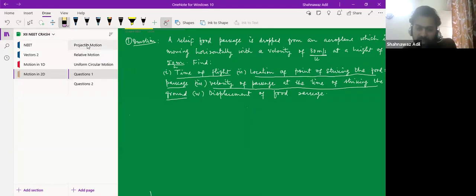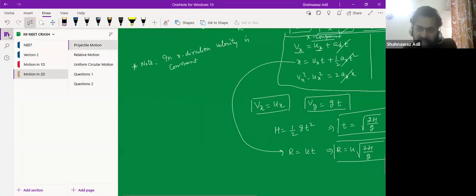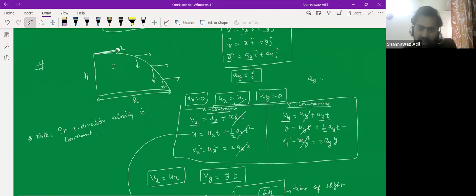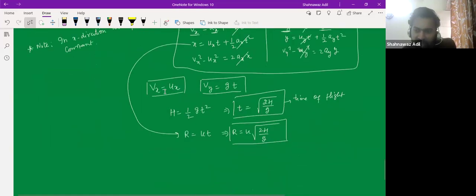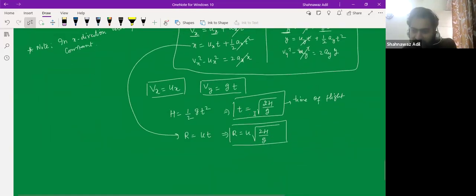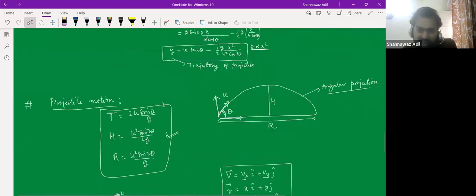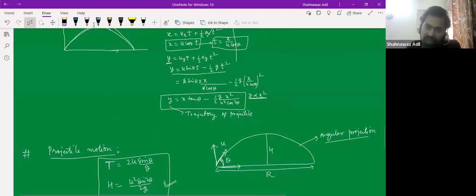So what we need to remember, now we will do some questions. What we need to remember is that whenever we are horizontally projecting something, then the time of flight is root 2h by g. Range is u root 2h by g. So these are the two things that we have to remember. And earlier we saw that with angular projection, this is the time of flight, height, and range. And this is the equation of trajectory.